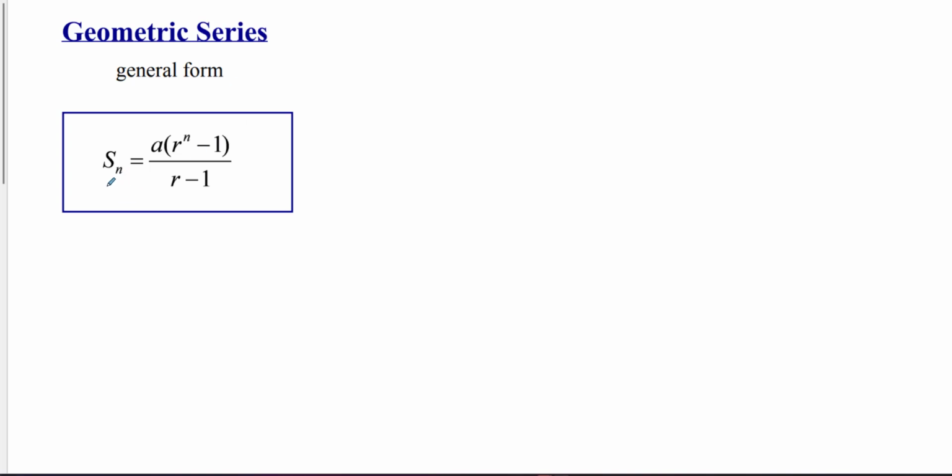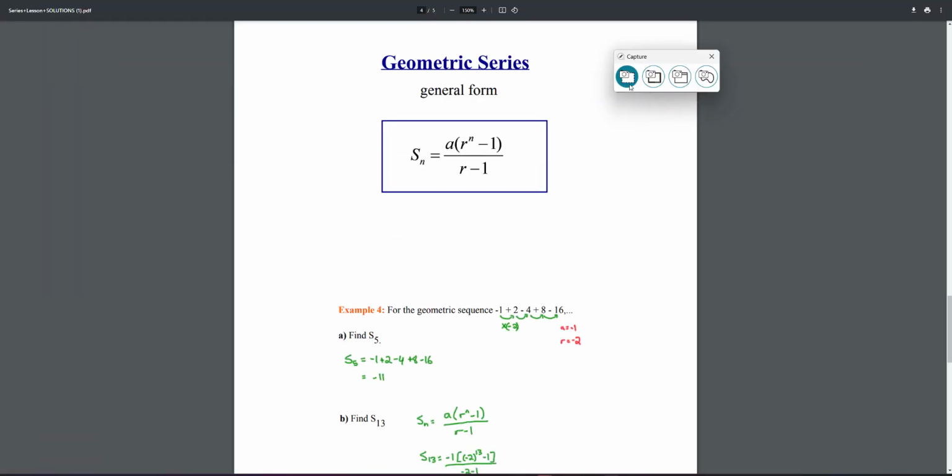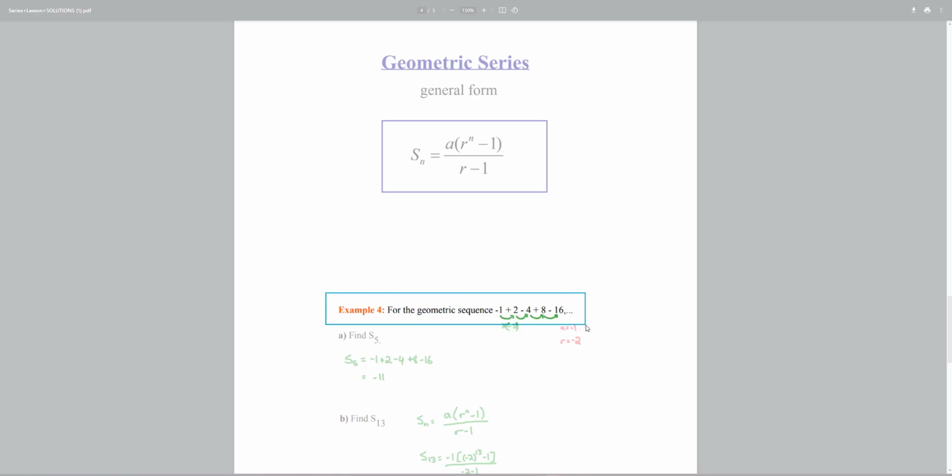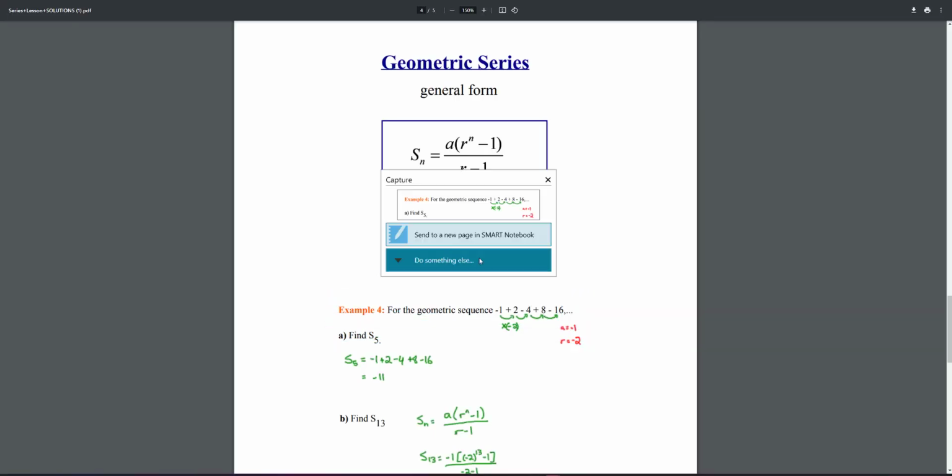So this is the equation for a geometric series. The sum of all the terms n equals a times r to the power of n minus 1 over r minus 1. So let's do this right now. Let's apply it to some basic equations here.